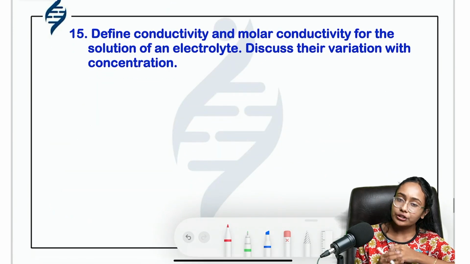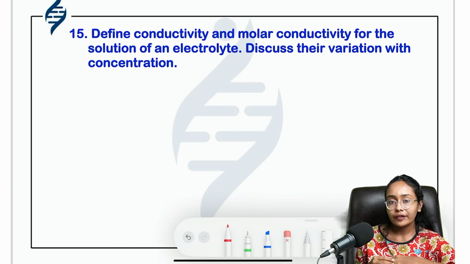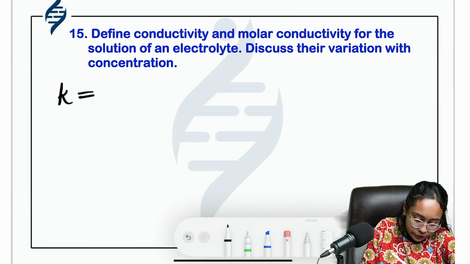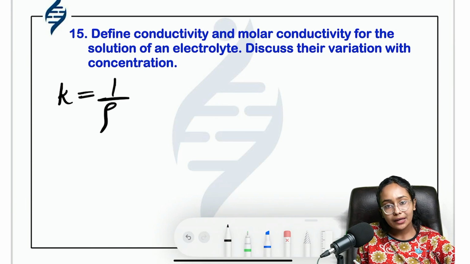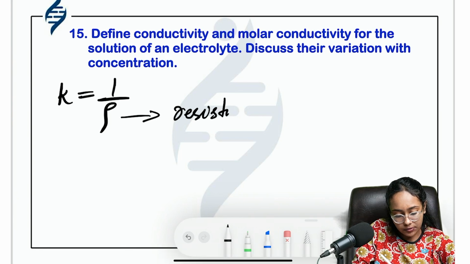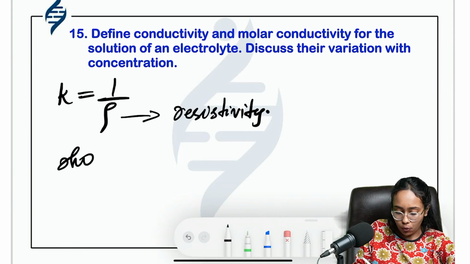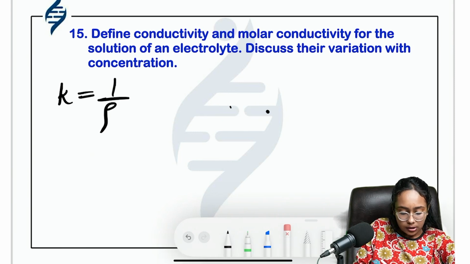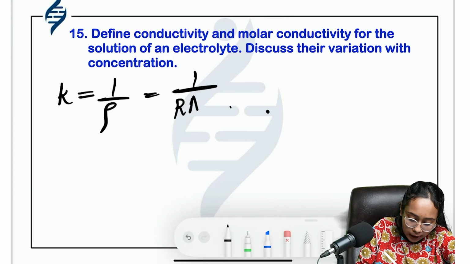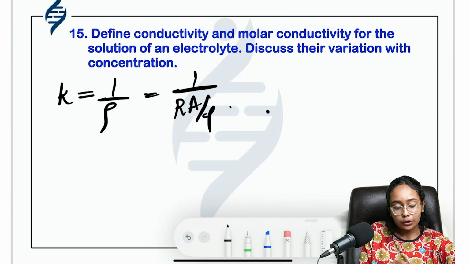The 15th question is, define conductivity and molar conductivity for the solution of an electrolyte. So what is conductivity? Conductivity K is actually the reciprocal of resistivity, and resistivity is represented as rho. This rho is actually Ra by L. Resistivity is equal to Ra by L.